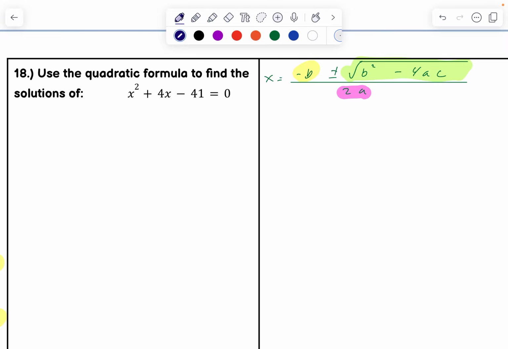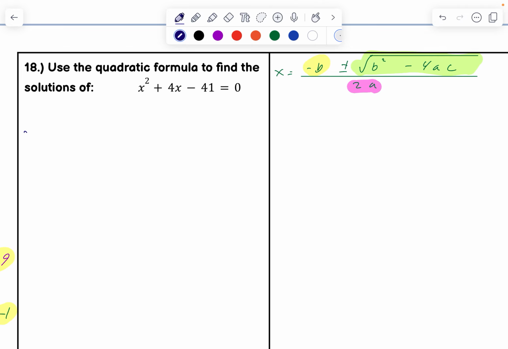So headed down here. Let me start with x equals negative b. And using negative b, I'm going to label my a, b, c here. So I know I have an invisible 1 for a, b is 4, and c is negative 41. Let me try those here. So negative b is going to give me x equals negative 4. And I'm going to highlight that the same color as I used over here. So for that first negative b, I'm going to make it yellow.